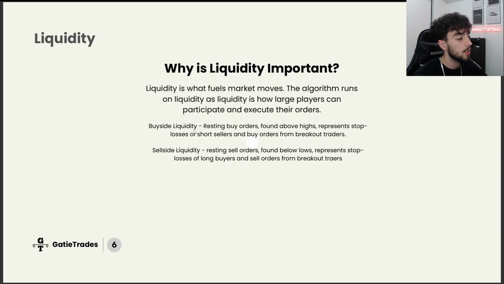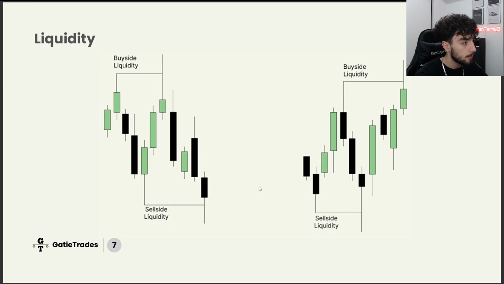So buy side liquidity refers to resting buy orders found above highs, represents stop losses from short sellers, and buy orders from breakout traders. There's also sell side liquidity, which is resting sell orders found below lows, represents stop losses of long buyers, and sell orders from breakout traders. So what does that mean? It basically means at the specific high, we have stop losses from short sellers, and we have buy stops from people looking to take the breakout.